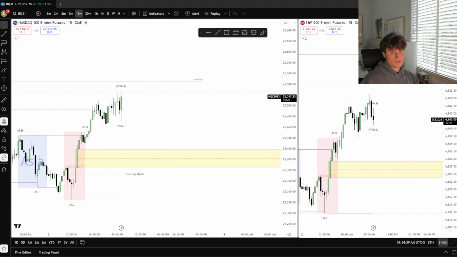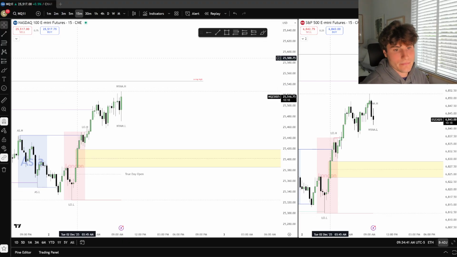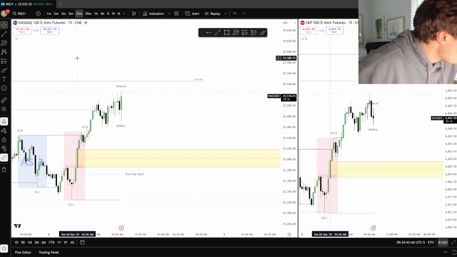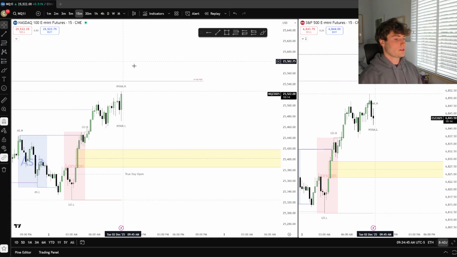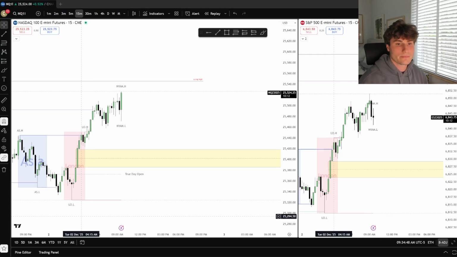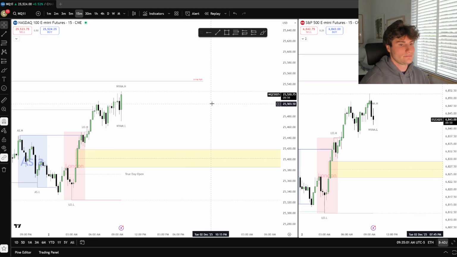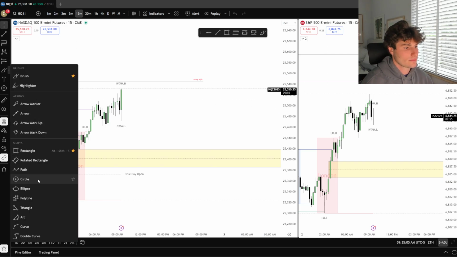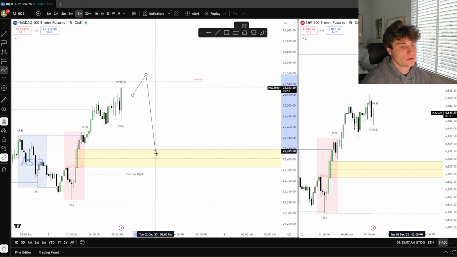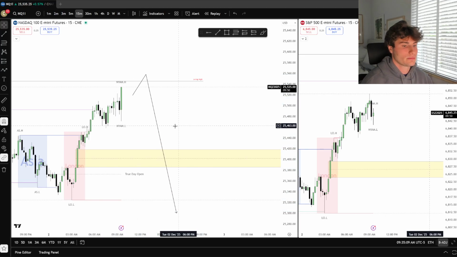ES and the NASDAQ have been super uncorrelated recently. It's like every day they're uncorrelated. It's weird. Very weird. This would be so beautiful.